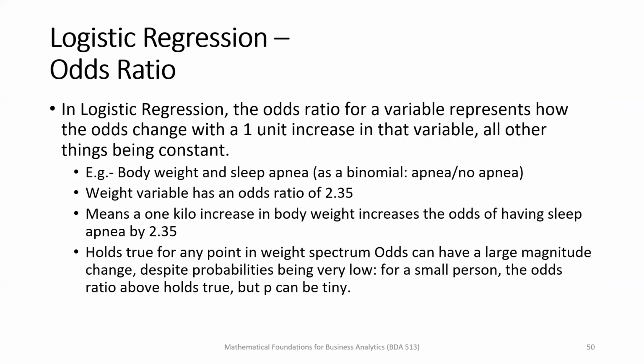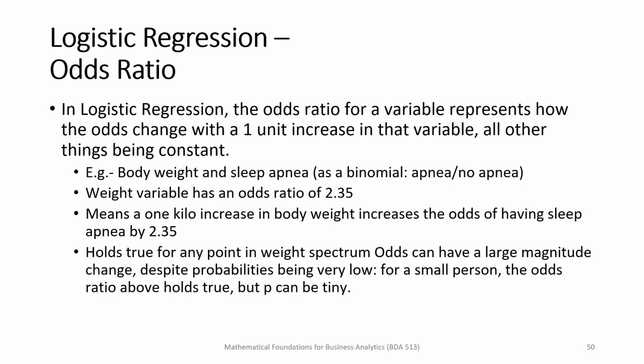So in logistic regression, the odds ratio for a variable represents how the odds change with a unit increase in that variable, other things being equal. Let's say we want to check body weight and sleep apnea. The weight variable has an odds ratio of 2.25. It means that a 1 kilo increase in body weight increases the odds of having sleep apnea by 2.25. Basically, that's what it is.